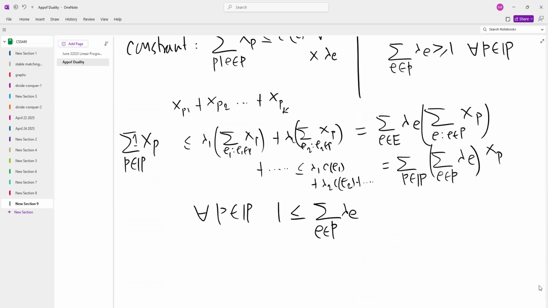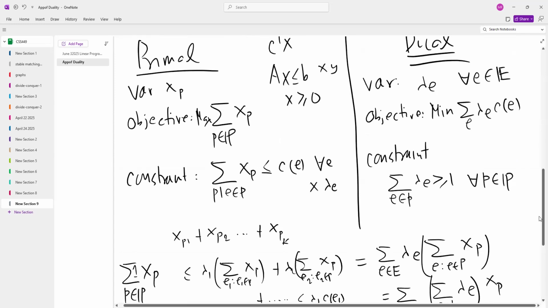Right? So on this side of the constant I have 1 times xp. I have the sum over all paths 1 times xp. And here I have sum over all paths, this quantity times xp. So I'm kind of equating this part with the coefficients on that part. And then that's 1 less than this, so this is greater or equal to 1. Okay, so now that's my dual.